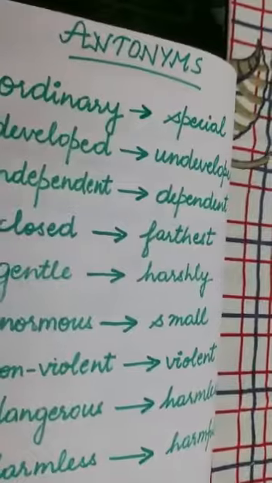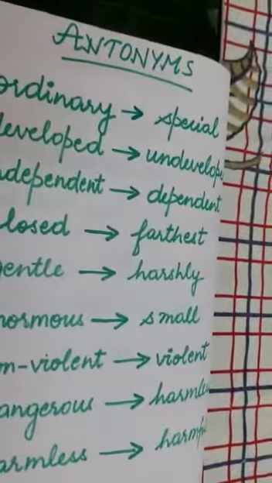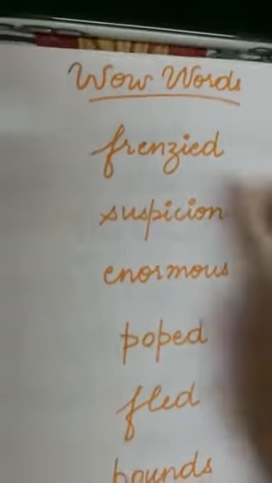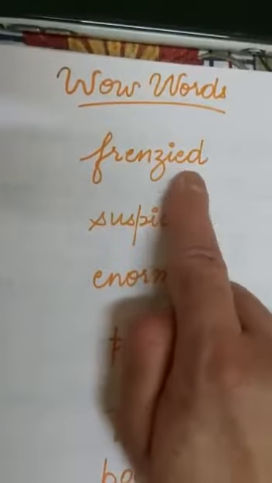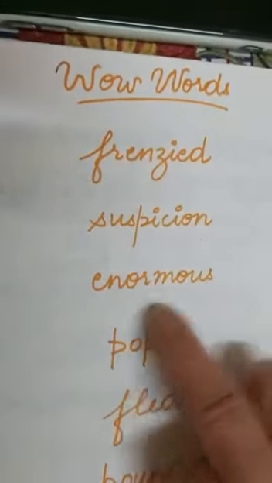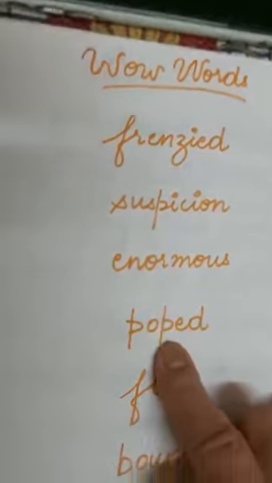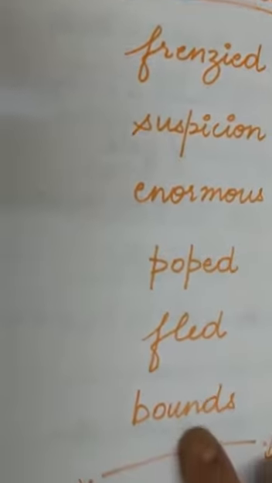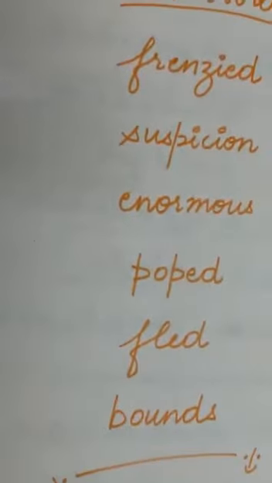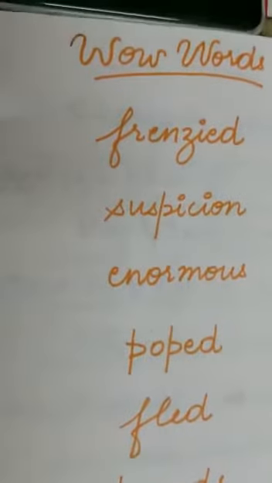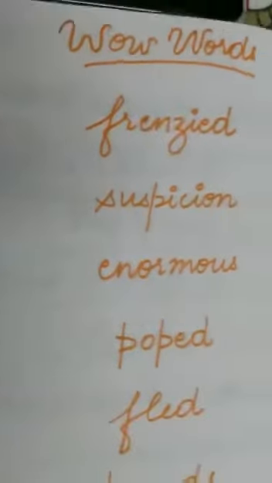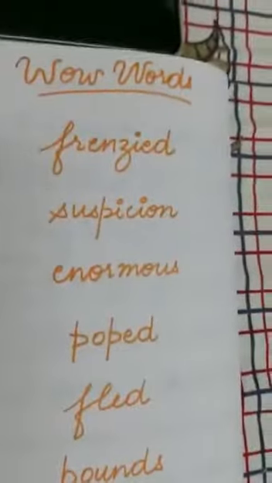Next, you will see a few words over here. I would like you to find the meanings of the words with the help of a dictionary. Words: fringed, suspicion, enormous, popped, fled, bounce. Try to find these out, students, and use them in your daily conversation.